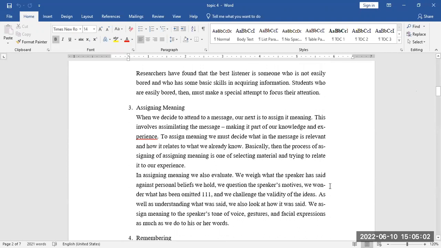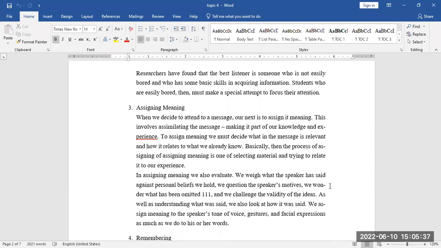Then after attending to the music, that is paying attention to the music or to the message or to the stimuli, we assign the meaning. And assigning the meaning is when we decide to attend to that particular message. So next, when we decide to attend to a certain message, our next step is to assign it a meaning. So this involves what? Assimilating the message. That is making it part of our knowledge and experience.